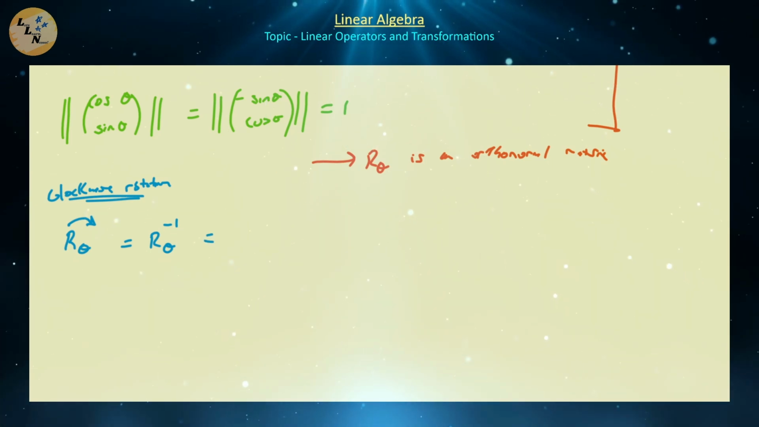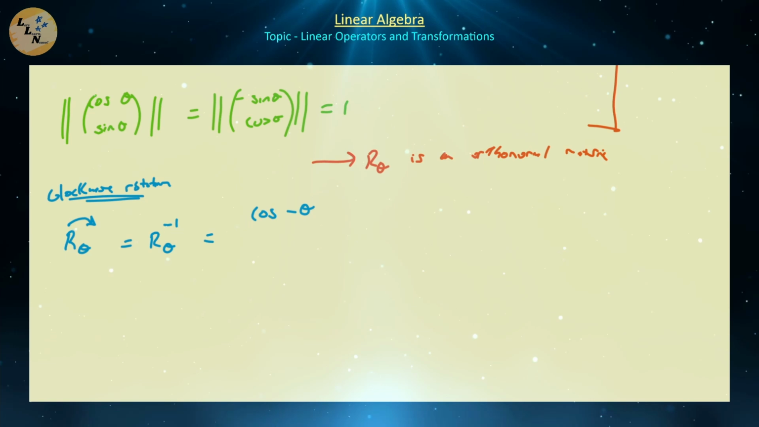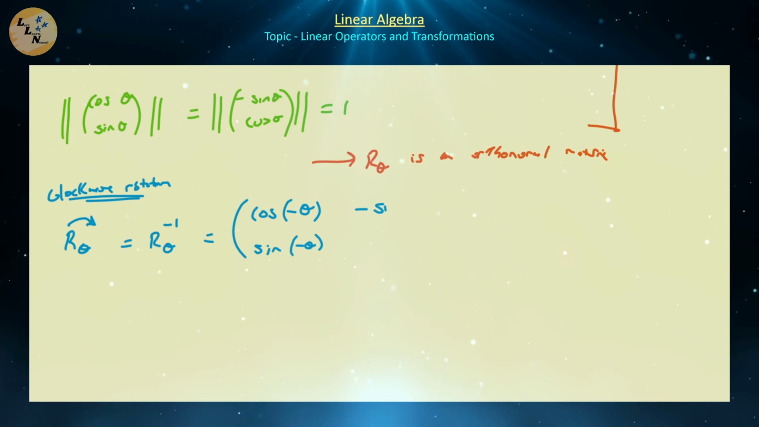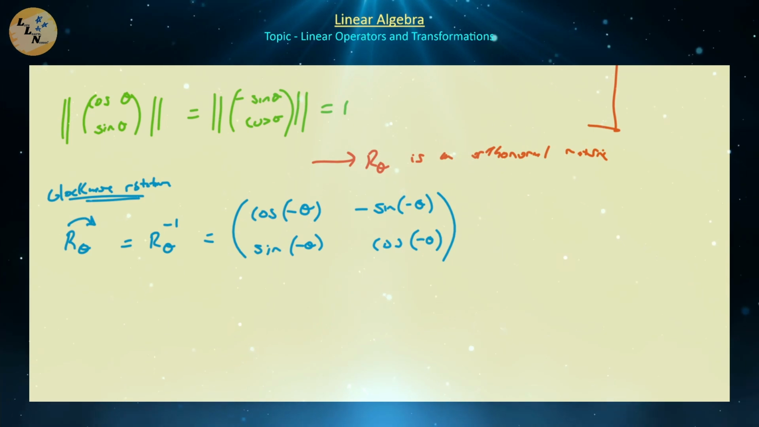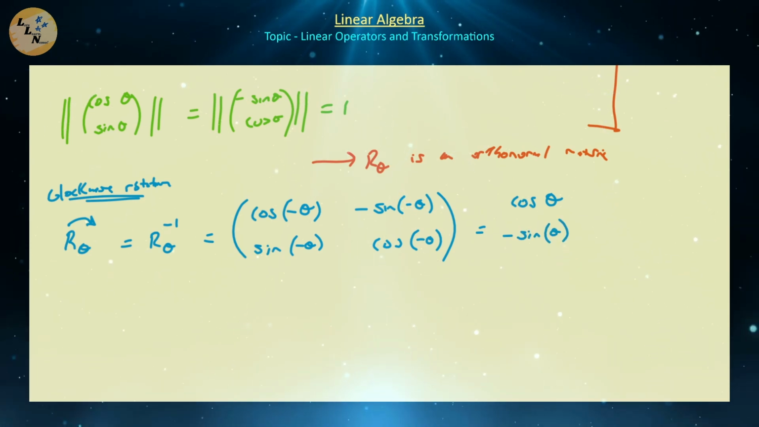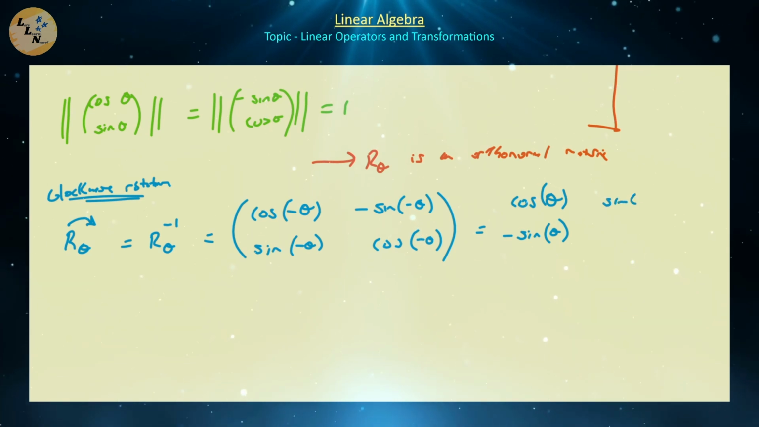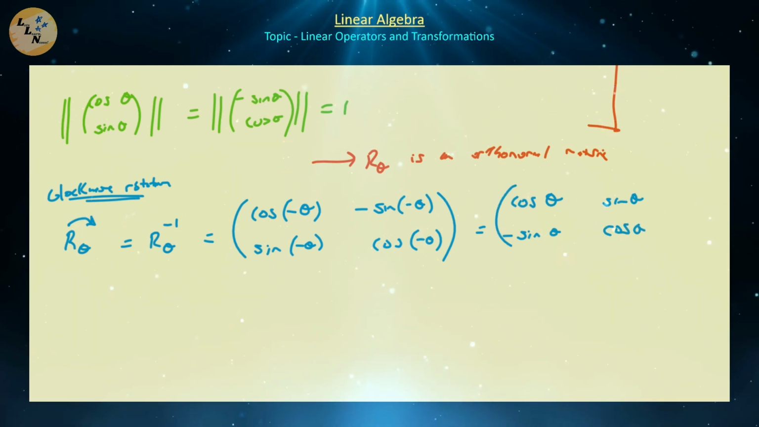So that's just going to be equal to what? It's going to be equal to cosine minus theta and sine minus theta, and then minus sine minus theta, and then cosine minus theta. By the parity identities of sine and cosine, we should know that cosine of minus theta is cosine theta, sine of minus theta is minus sine theta, so negative of that is just sine of theta. And the cosine of minus theta is just cosine theta. You should be able to verify that indeed is the inverse of the original matrix as desired.